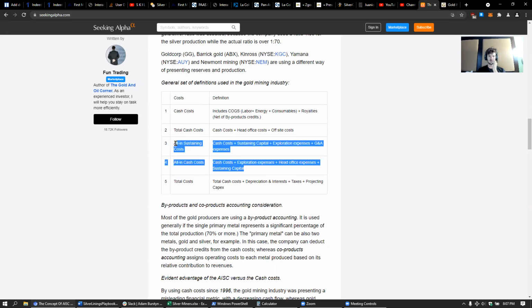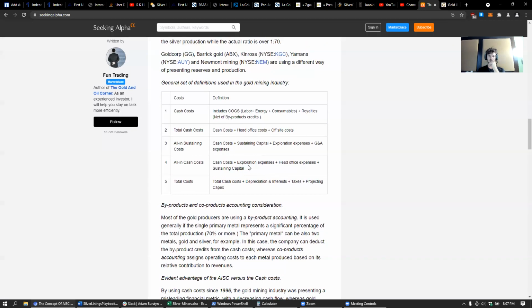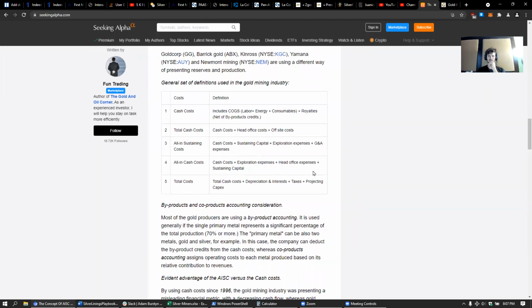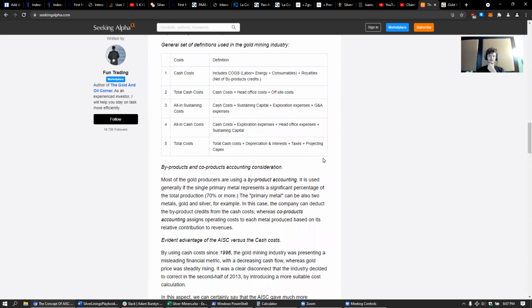So these are the two we're looking at here. What's the difference? They both have cash costs, sustaining capital, and exploration expenses. And then you're looking at, I'm assuming, a more comprehensive expense versus just the head office. All right, so total cash cost plus depreciation and expenses plus taxes plus projected CapEx.